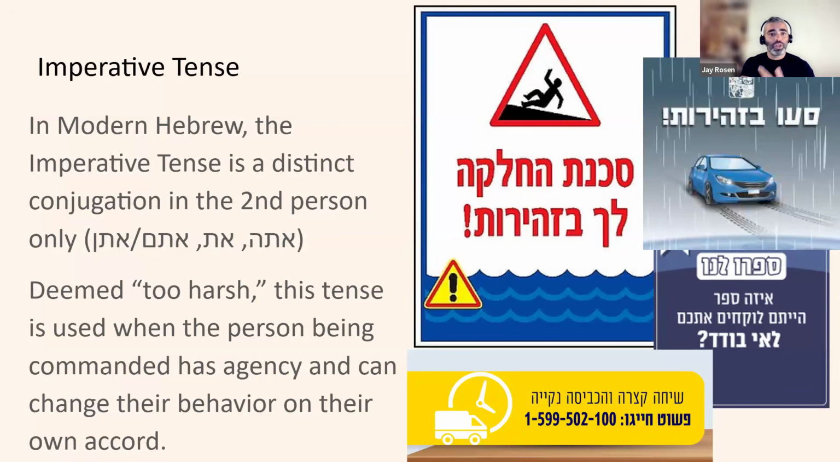Eze sefer, which book, hayitem lokchim itchem, would you take with you, le'ish boded, to a desert island? Okay, so three examples we've had so far of the imperative tense: lech, se'u, and sapru. At the top of the hour, I'll show you again pe'alim, and I'll show you where the imperative form shows on that verb conjugation table.